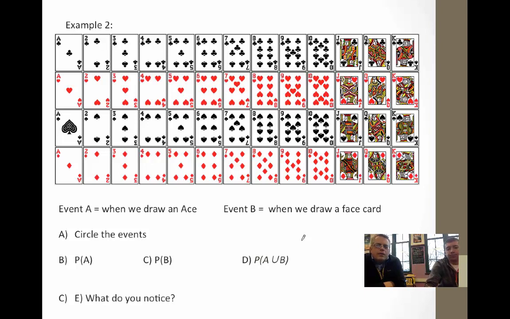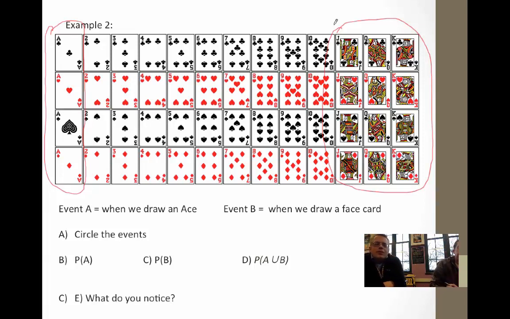We have cards, and we're going to deal one at random. Event A is the event that we get an ace. A is for ace, and B is for face card. So B is the event that we get a face card. Again, these are disjoint events. There's no card that's both an ace and a face card. Disjoint means separated.